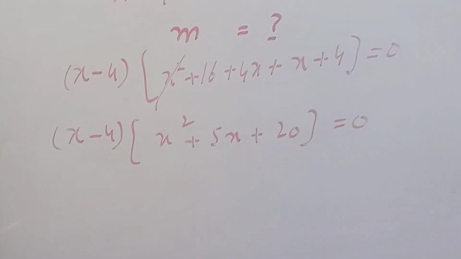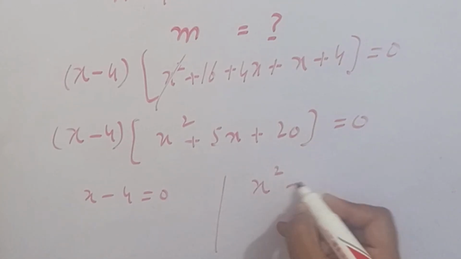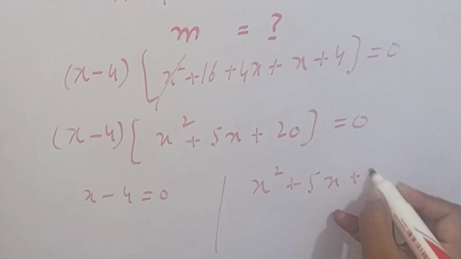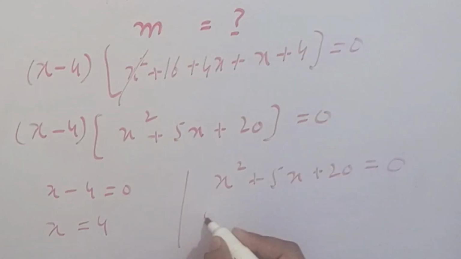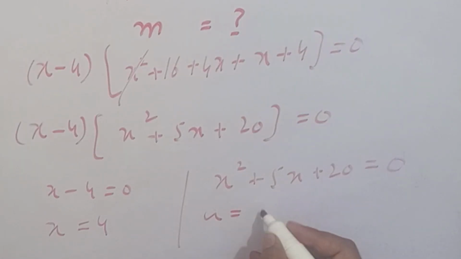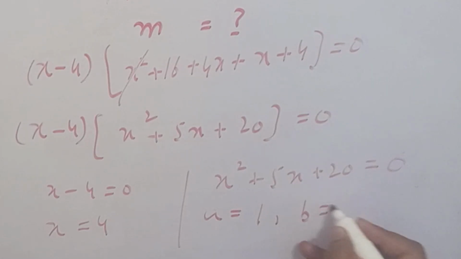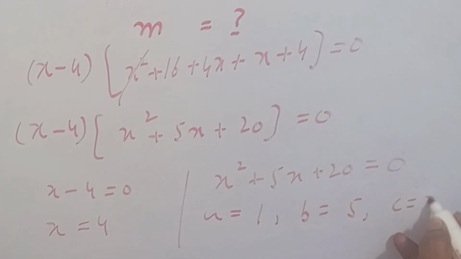Now here we use the zero identity. So according to the zero identity, x minus 4 is equal to 0, or x square plus 5 times x plus 20 is equal to 0. Now add 4 on both sides, then x is equal to 4. Look at this, this is a quadratic equation, and we use the formula for which a is the coefficient of x square, which is 1, b is the coefficient of x, which is 5, and c is the constant, which is 20.